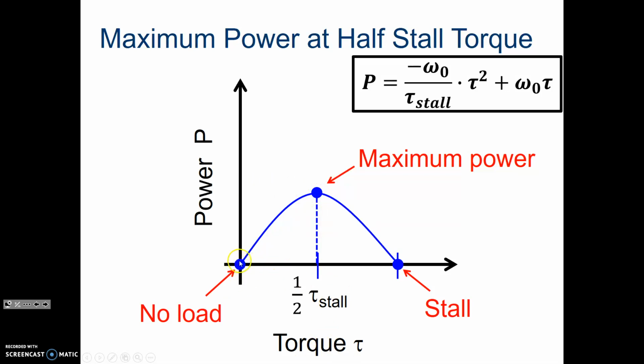So this is where you had no load. That was your omega naught. This is your tau stall, and here's your half. This is max power.